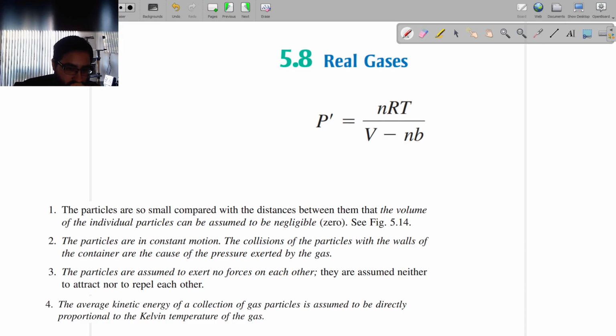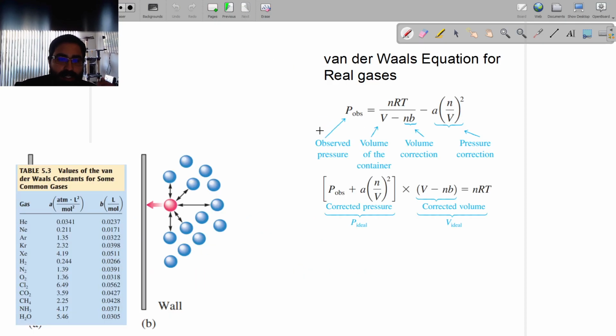The second portion that we mentioned was number 3. We said that the particles are assumed to exert no forces on each other, and they don't attract or repel each other. So let's take that over here.